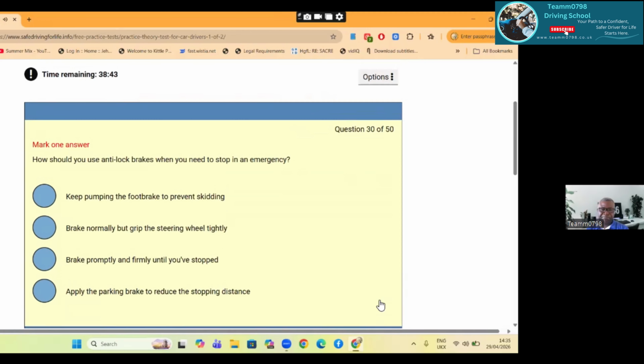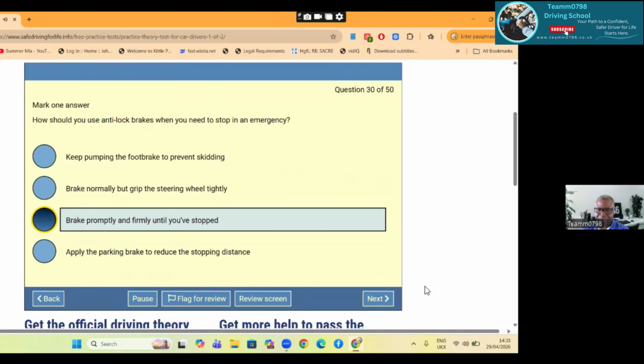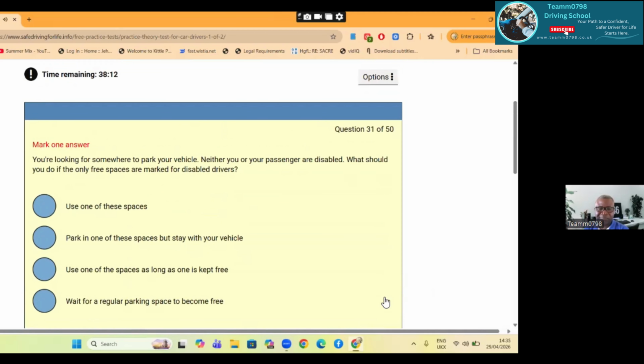Mark 1 answer. How should you use anti-lock brakes when you need to stop in an emergency? Okay, so in an emergency, you apply the brake so that you can stop instantly. Keep pumping the foot brake to prevent skidding? That's no, don't do that. Brake normally, but grip the steering wheel tightly. Now, braking normally, it will take some time for the car to stop, the stopping distance, but you want to brake promptly and firmly. Okay, good.